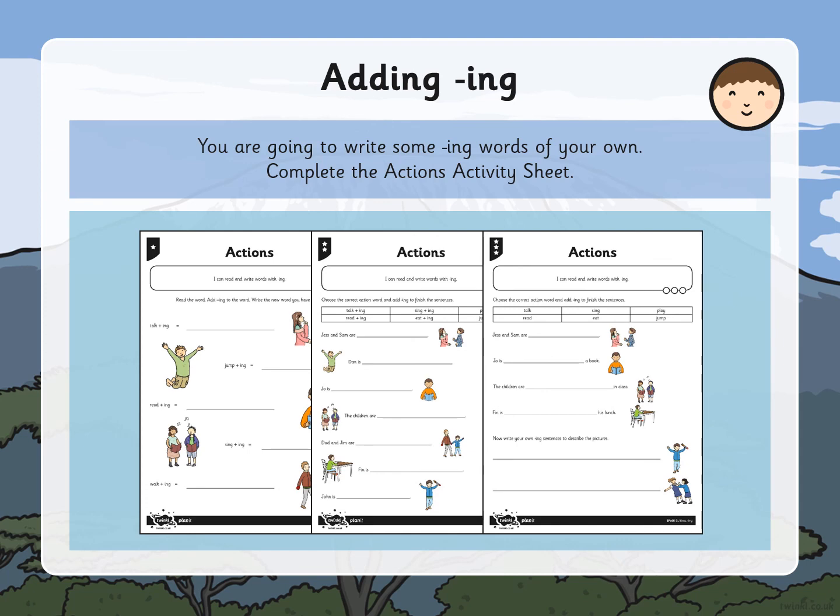For today's activity, we want you to look at the words in the table, choose the correct verb and add ing to finish the sentence. You can then have a go at writing your own ing sentences to describe the picture. Good luck!